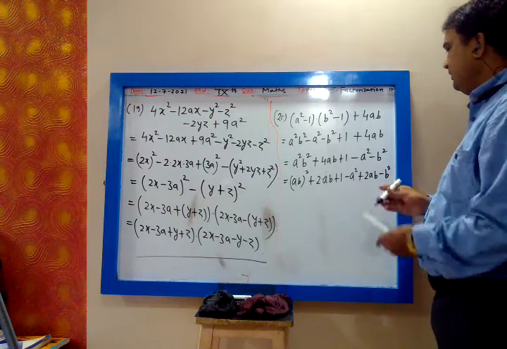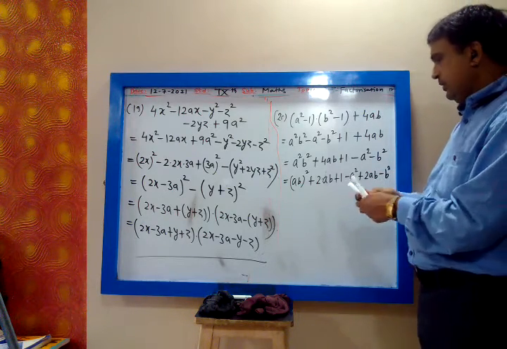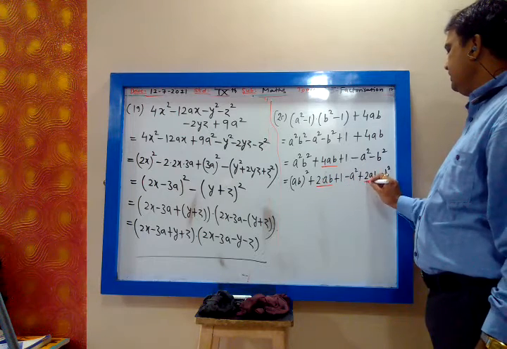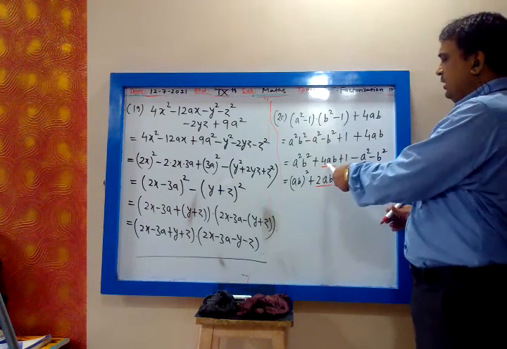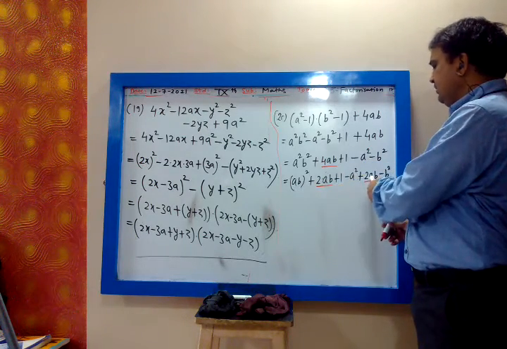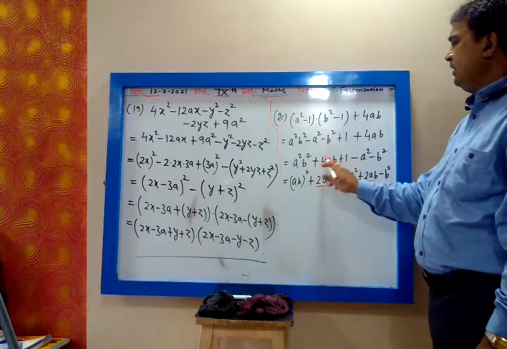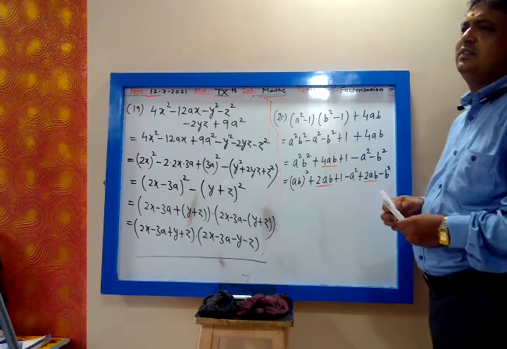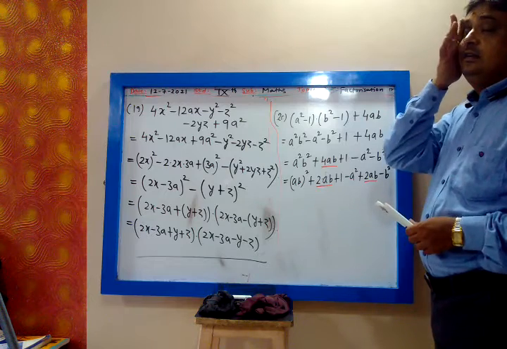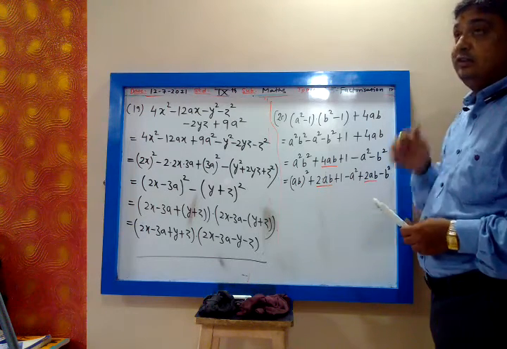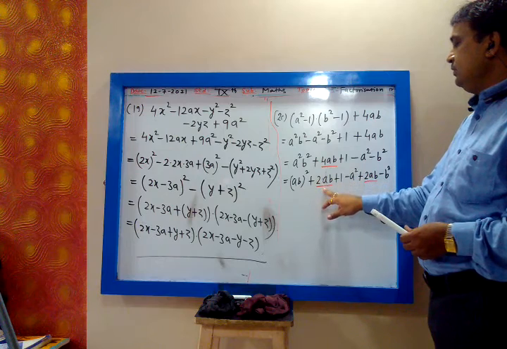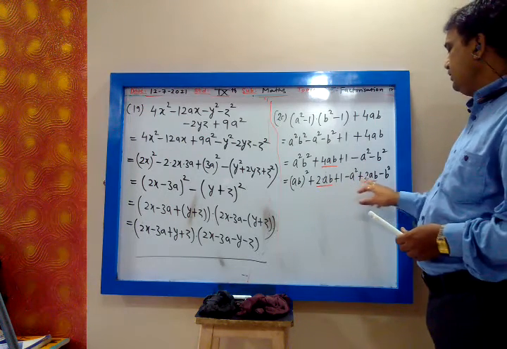So I have split this 4ab into 2ab and 2ab. One 2ab I have taken with this, one 2ab I have taken with this. Have you understood? Yes or no? So that I can go ahead.